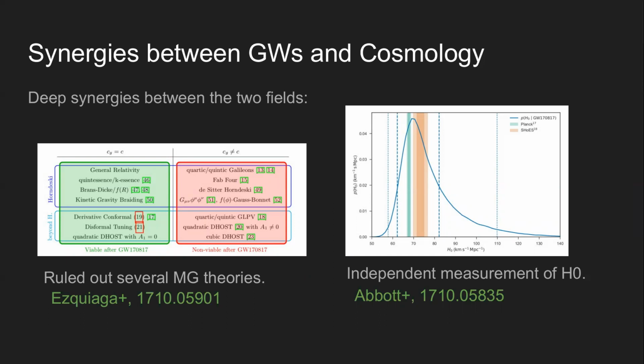A second possible application has been providing an independent measurement of H0. Of course, with only one detection, the error bars are not competitive with other probes of H0. But still, predictions say that with order 20 events, these error bars are going to shrink and be competitive with other local measurements of the H0 constant.